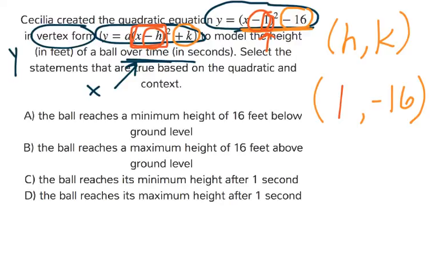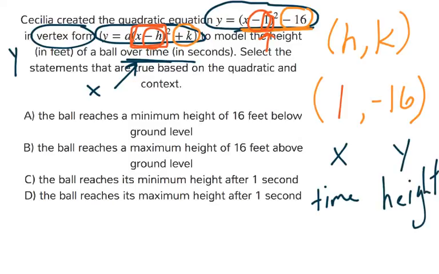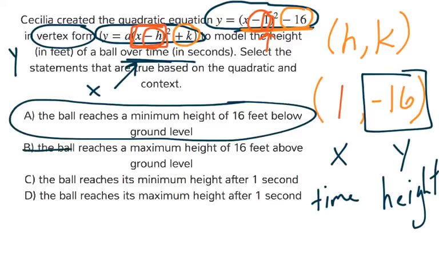Let's read the answer options and see what this means. Remember the context: x represents time and y represents height. A, the ball reaches a minimum height of 16 feet below ground level. Or B, the ball reaches a maximum height of 16 feet above ground level. Well, since it is negative, we're thinking it's below ground level, right? It's down, below the earth. So that's going to be A as our correct answer, and B is wrong.